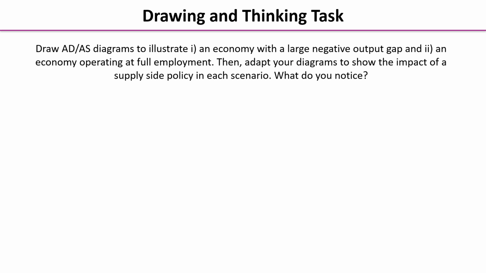Okay, on your worksheet or on a blank piece of paper, what I'd like you to do, please, is practice drawing some ADAS diagrams. And there are two described here that you should draw. One with that large negative output gap, which was one of the key terms that we looked at, and one with the economy operating at full employment. When you finish them, adapt each of them, change them to show the impact of a supply-side policy for each scenario, and think about what you notice. You can pause the video while you're working on drawing those two diagrams, and then restart it when you've finished and you're ready to carry on.